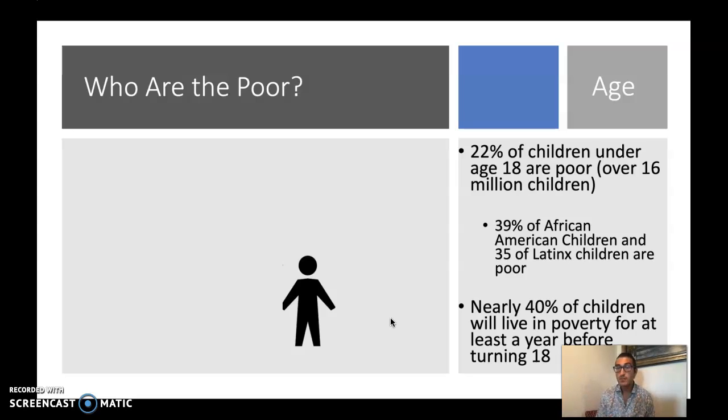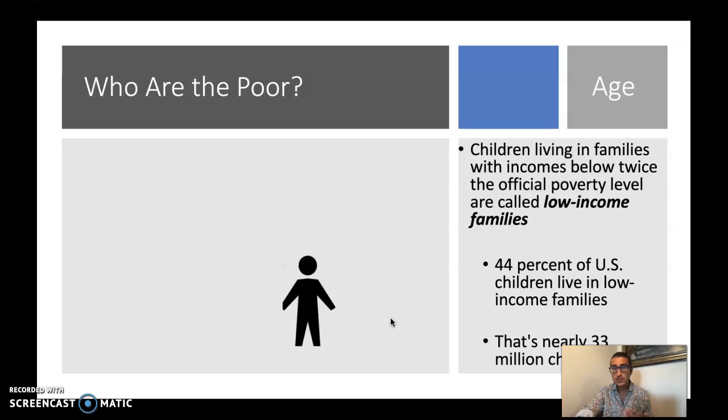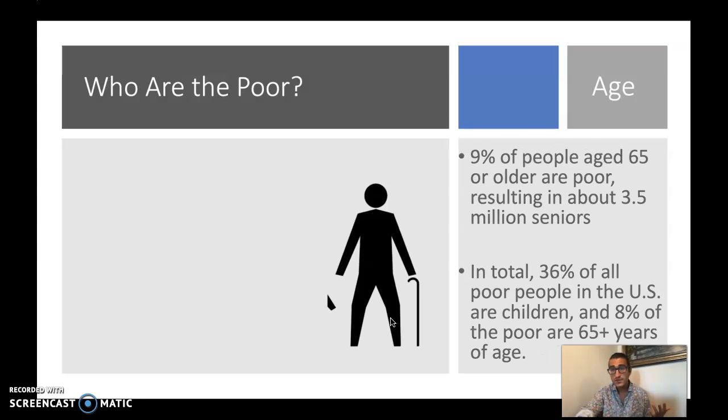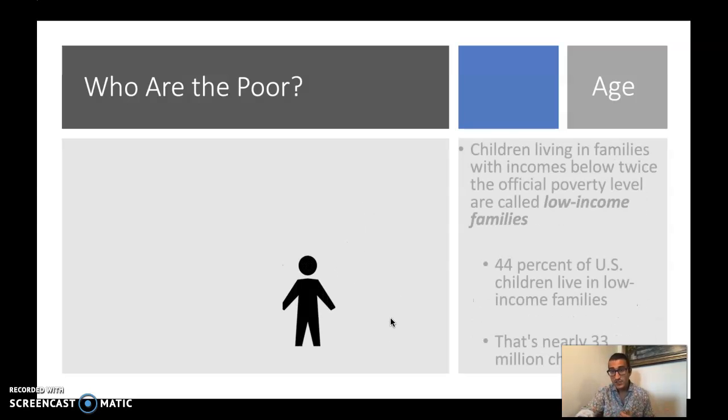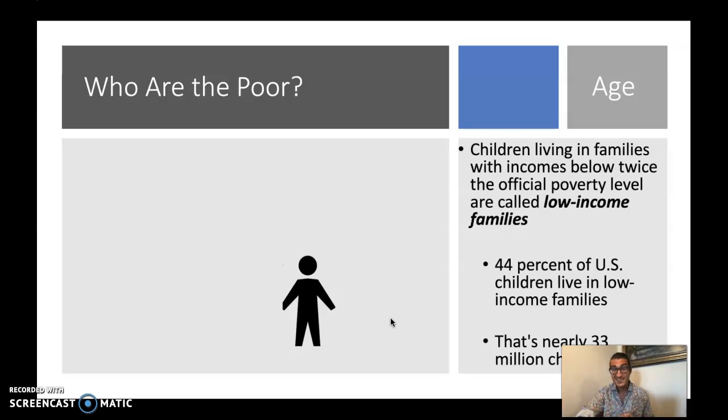Nearly 40% of children will live in poverty for at least a year before turning 18. So that's really significant. Almost half of all children will live in poverty for at least 1 year before the age of 18. And again, that really just shows you how much of a social problem poverty is in the United States. Children living in families with incomes below twice the official poverty level are called low-income families. Like I said, 44% of U.S. children live in low-income families. That's nearly 33 million children in the United States living in low-income families, so families that make less than twice the poverty line.